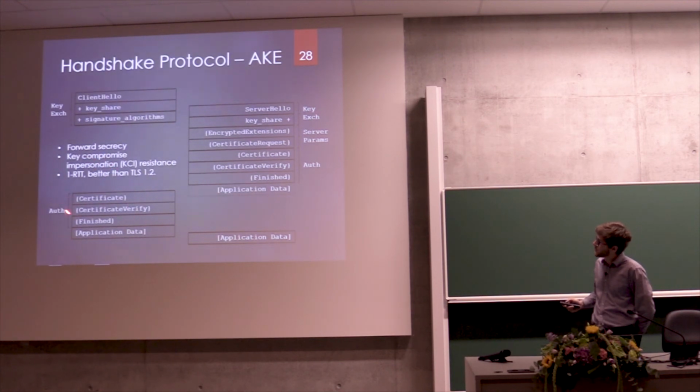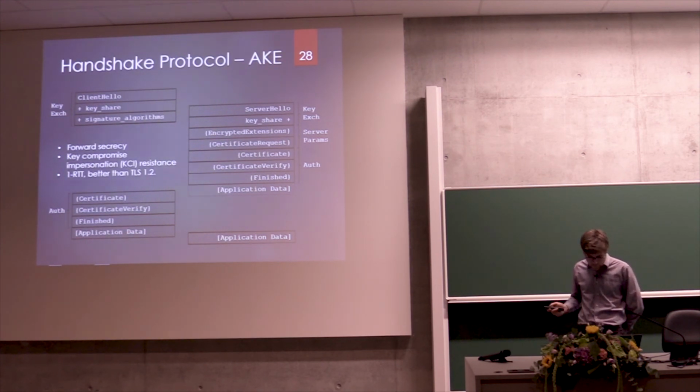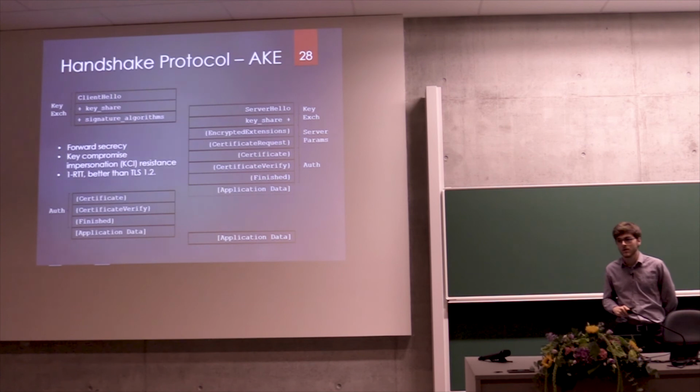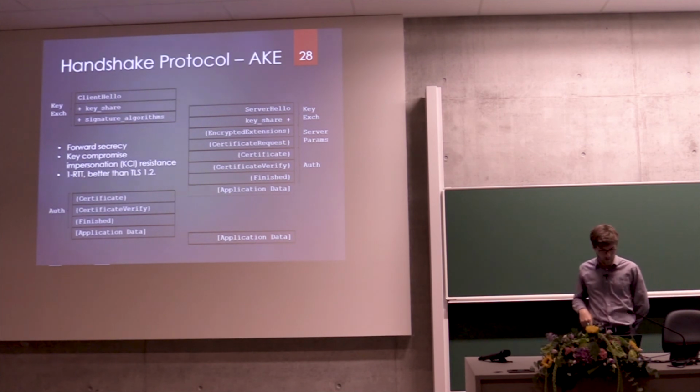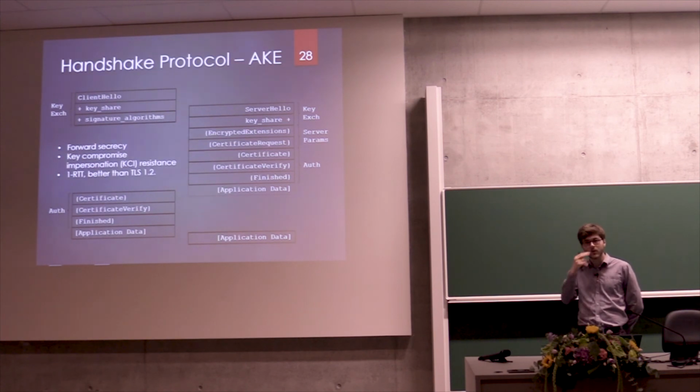The client will then respond with his own authentication if he's been requested, and then application data can be exchanged. So this provides forward secrecy, as I said before. Something else that it provides is key compromise impersonation resistance, which is a bit of a mouthful. This happens when a client loses its authentication key.